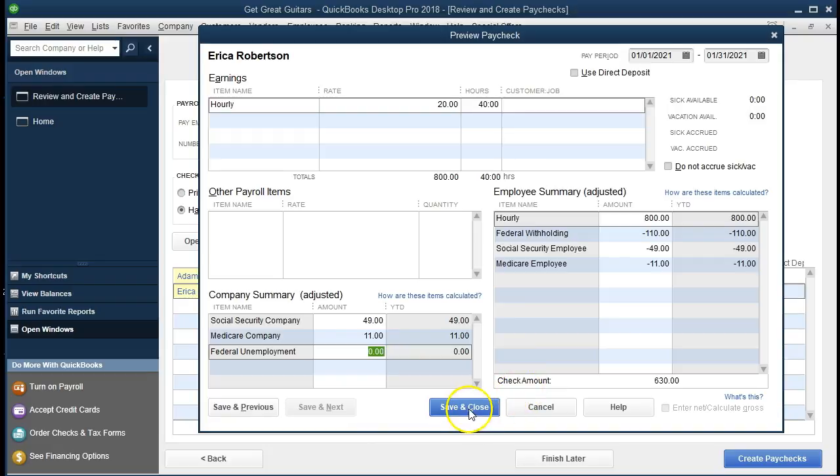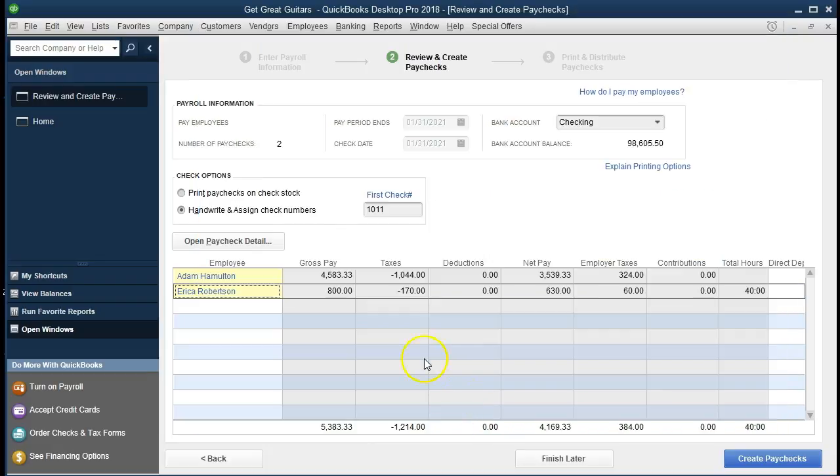Now we're going to select Save and Close. We've entered that data, so now the data is there. So here's the gross pay, here's the taxes, here's the net pay, and then we've got in the employer taxes our portion of the Social Security and Medicare. Here's the gross pay for Erica, the taxes, and then the net pay. This tax includes all the taxes that are employee taxes, federal income tax, their portion of Social Security and Medicare, and then our portion of Social Security and Medicare that we have to pay on the company side.